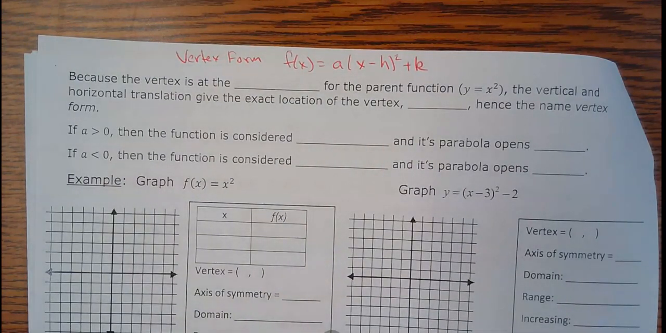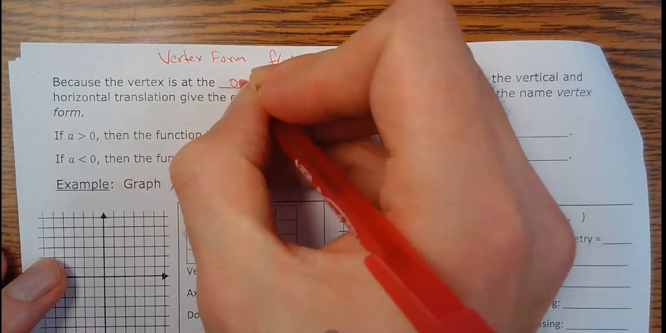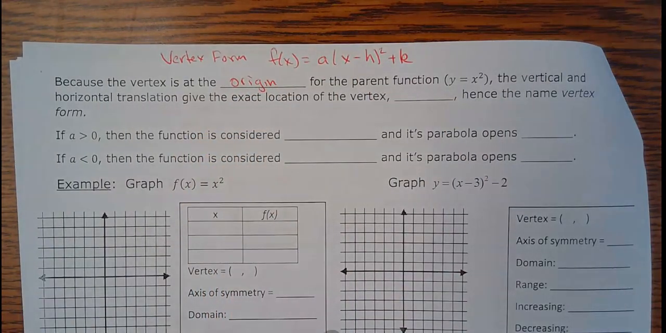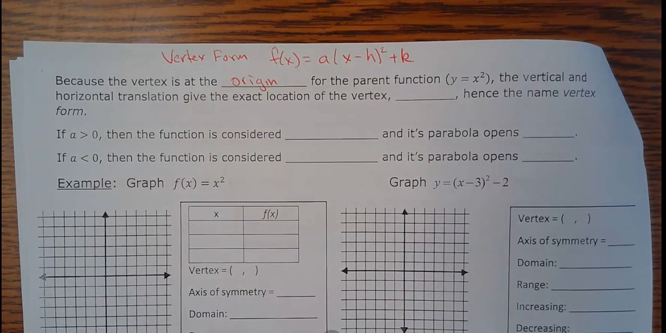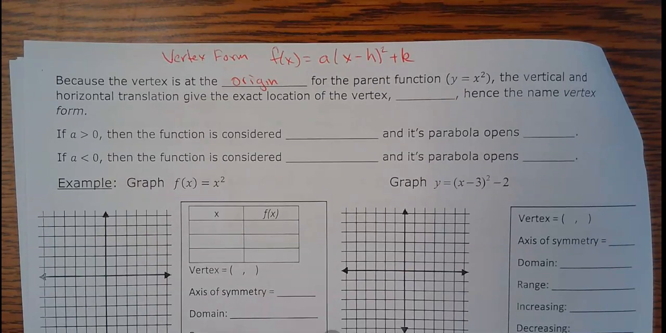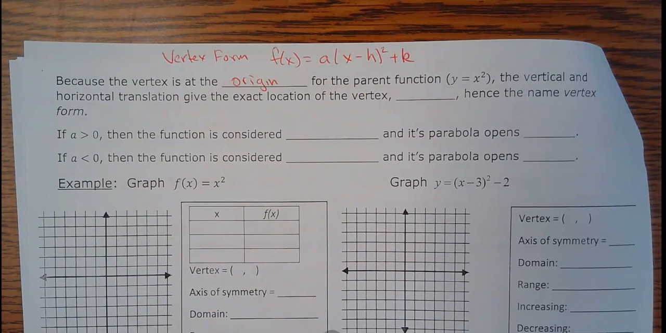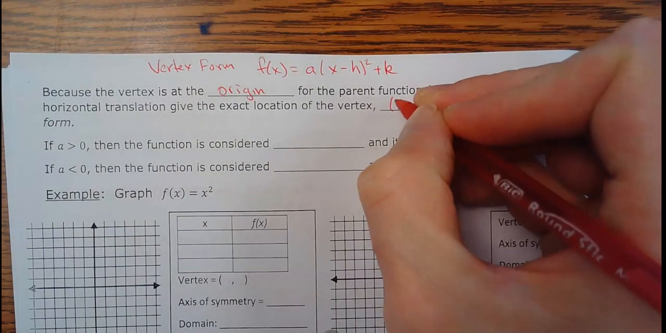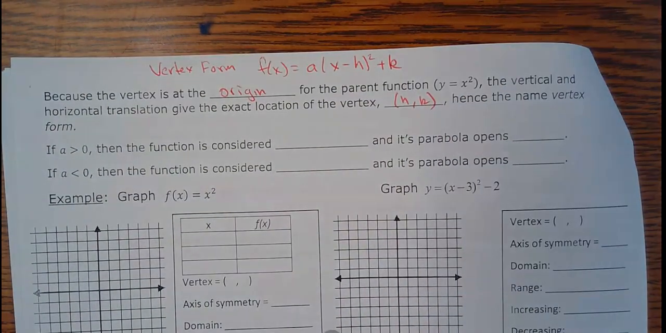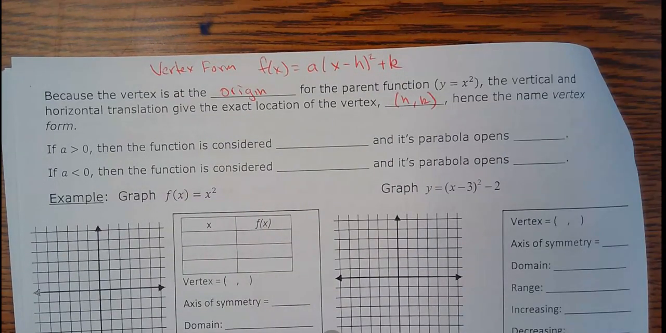Now, because the vertex, in the very beginning, is on the origin for the parent function, the parabola parent function, the vertical and horizontal translation gives the location of the vertex. So if you know where the vertex is, that tells you how far left or right, up and down you went. Or vice versa, if you know how far up, down, left, or right to go, that also tells you the location of the vertex. So H comma K is actually the location of the vertex too. So the name of this is vertex form. If you have it in this form, it's screaming the vertex at you. It's telling you exactly what the vertex is.